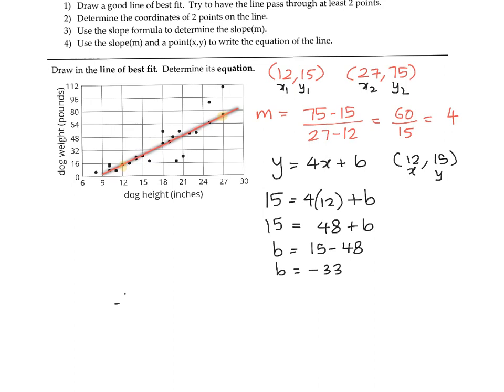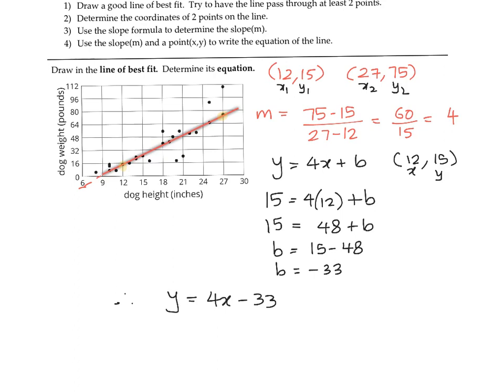So therefore, what would be our equation? Y equals 4x minus 33. And if you extend your line of best fit, you will see that it's going to go below the x-axis, and y-intercept would be negative 33. So in this case, what are we comparing? We are comparing dog's height, which is given to us in inches, compared to dog's weight. So our x is dog's height, and our y is dog's weight.